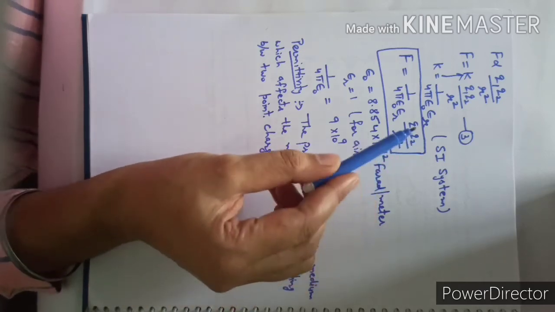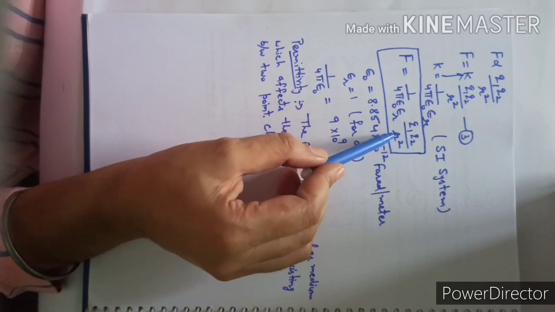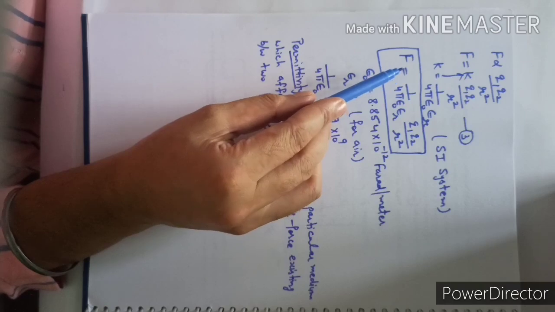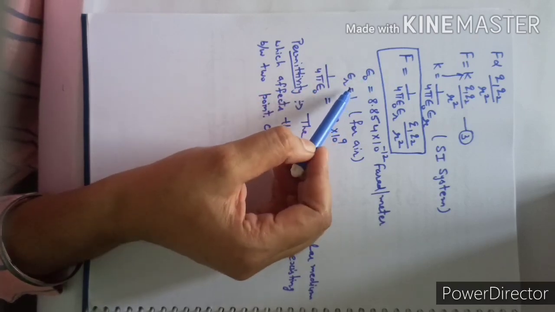If we are given the values of Q1, Q2, these two charges, and the distance between the two charges, then using this formula we can find the force between the two charges by putting the values of epsilon naught and epsilon r.